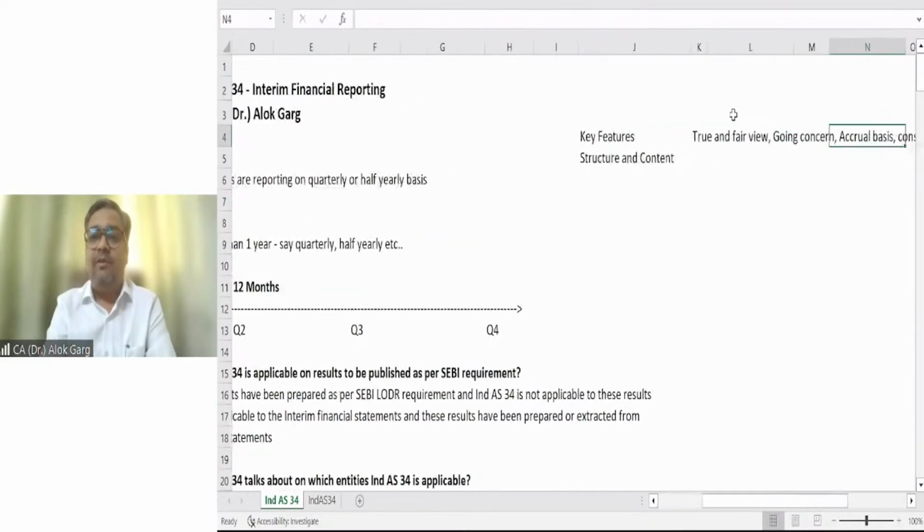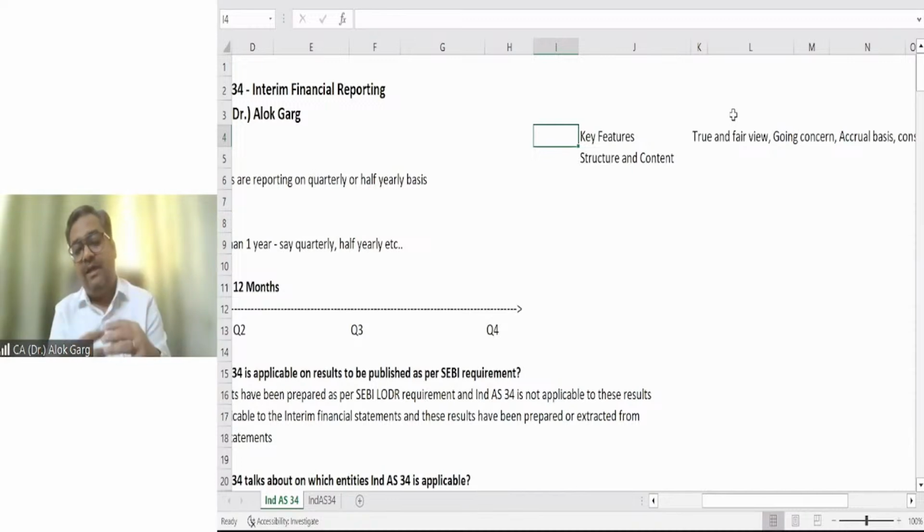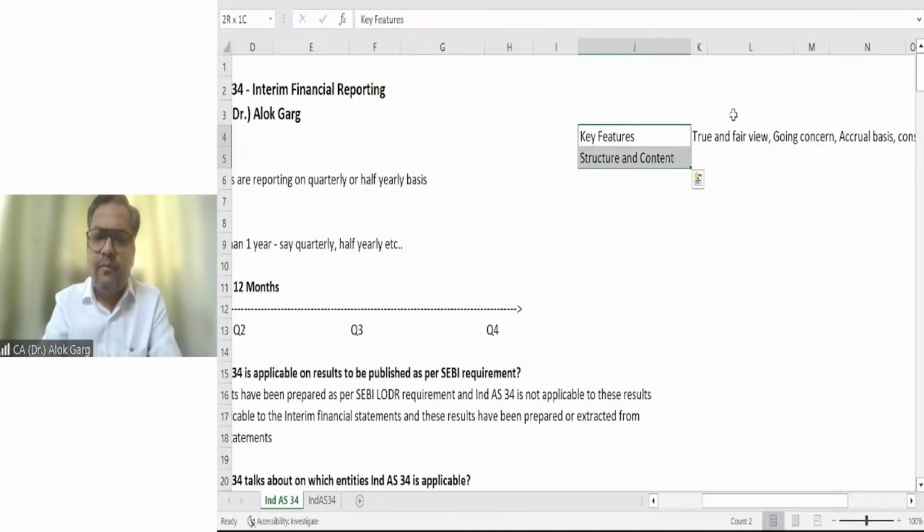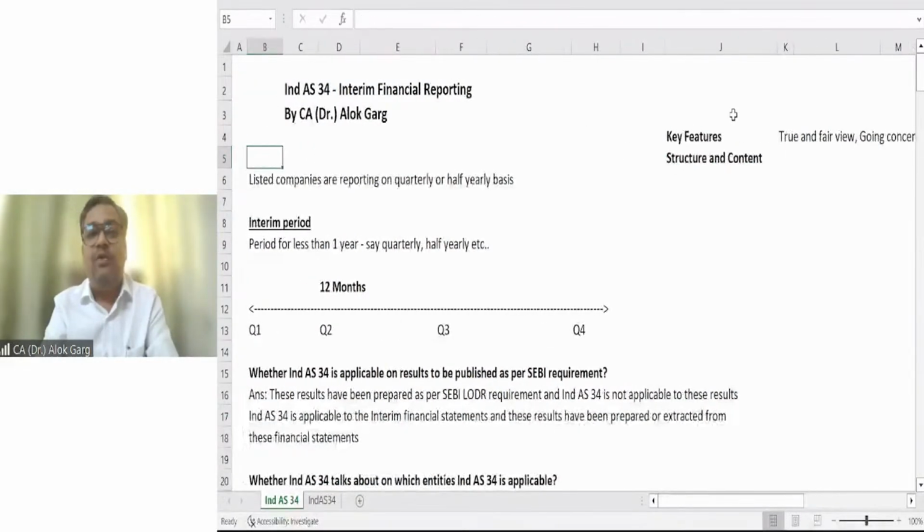So if I'm talking about key features, of course IND AS 1 is also applicable to interim financial statements as far as key features are concerned. It doesn't matter whether you are preparing a quarterly or an annual financial statement, it should be prepared on an accrual basis. It is the requirement of the Companies Act as well. You understand that? So as far as structure and content is concerned, IND AS 34 is applicable to interim financial statements and IND AS 1 is not.